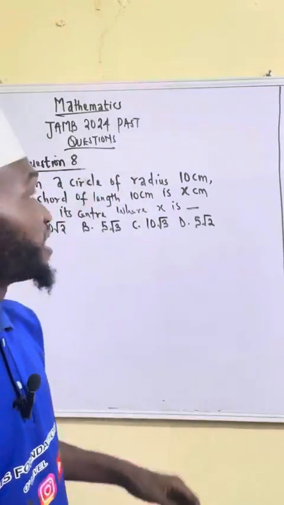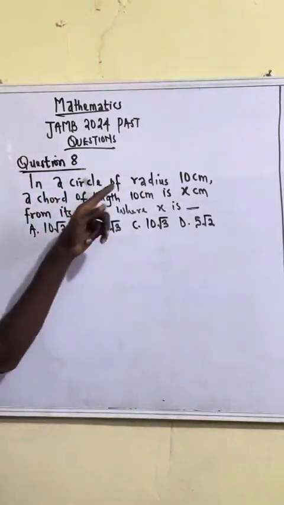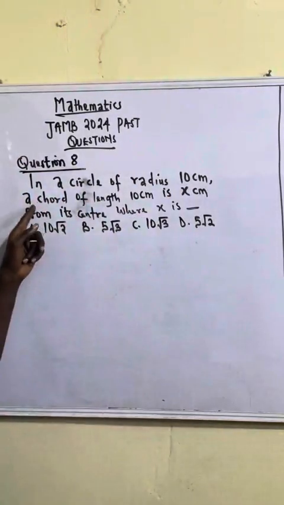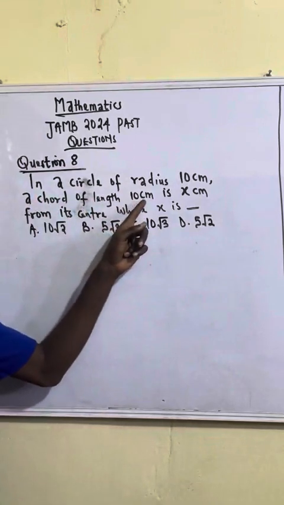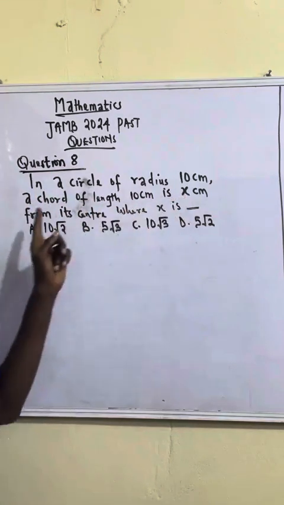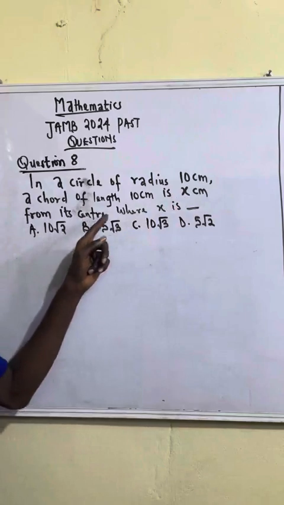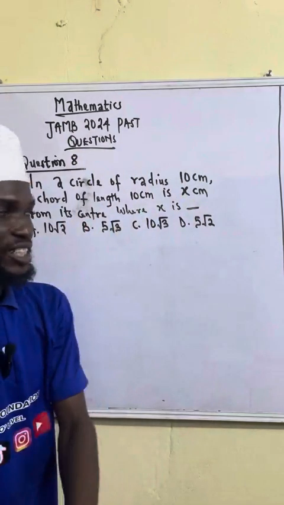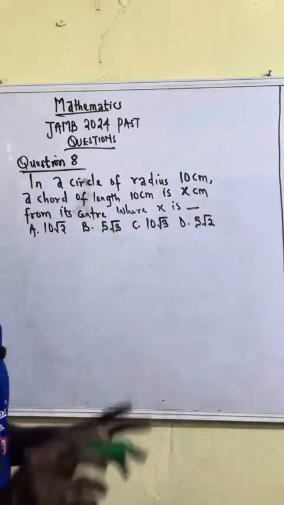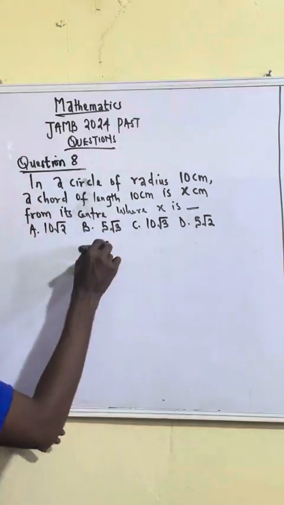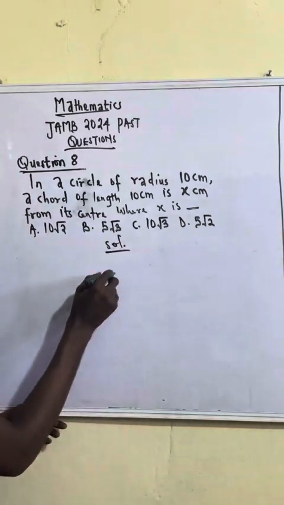All right, question 8. In a circle of radius 10 centimeter, a chord of length 10 centimeter is x centimeter from its center, where x is dash. Let's go. To make it simple, let me just put it in a diagram. Solution. So let's draw the circle first.